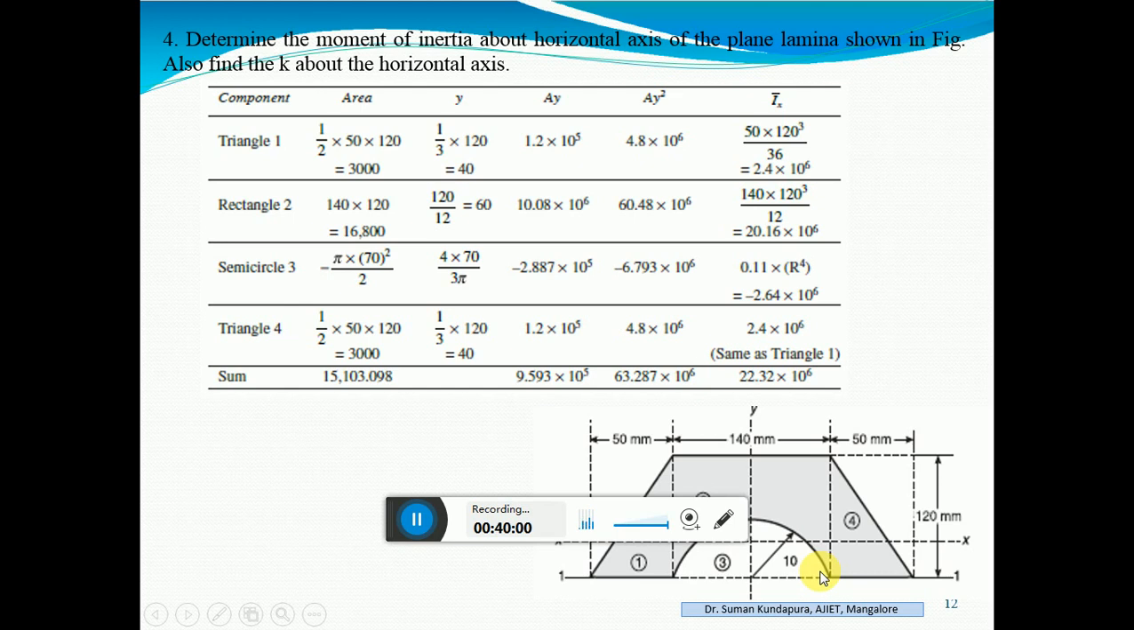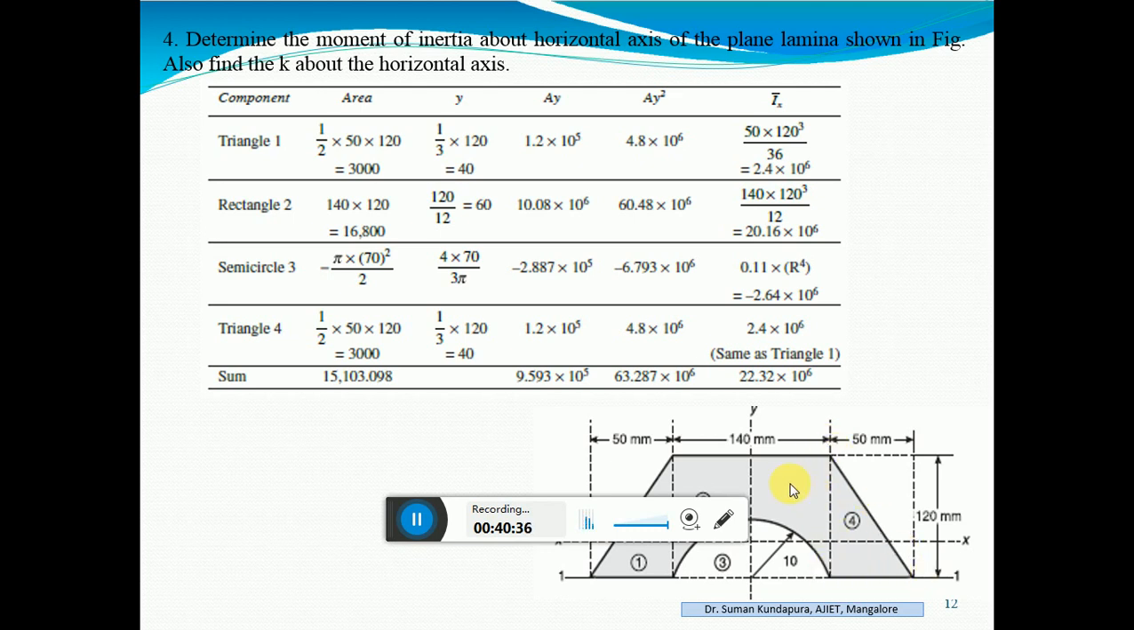The cutoff portion is a semicircle. So just check how many components this figure can be broken down into so that you can solve the problem easily. This figure can be easily split into 4 components: one rectangle here, one triangle here, another rectangle here, another semicircle cutoff portion, and a triangle.